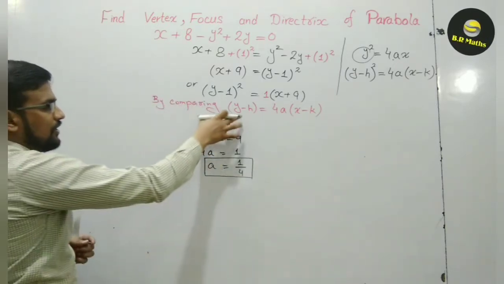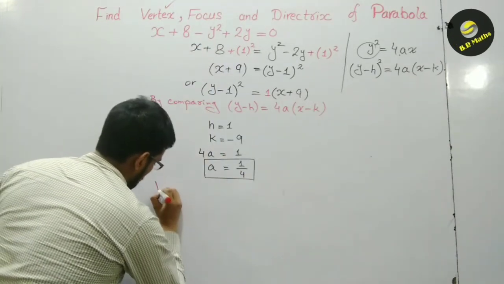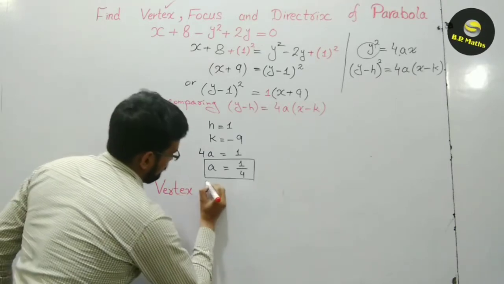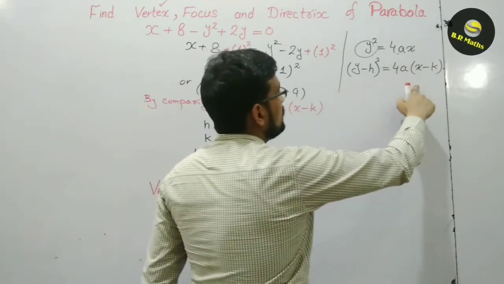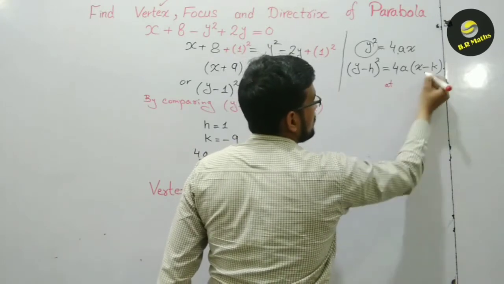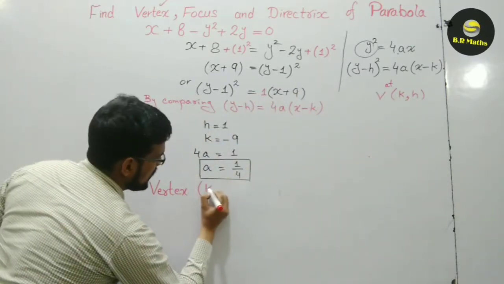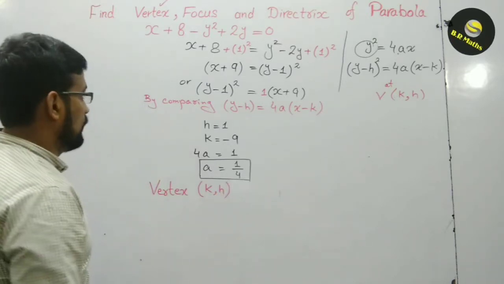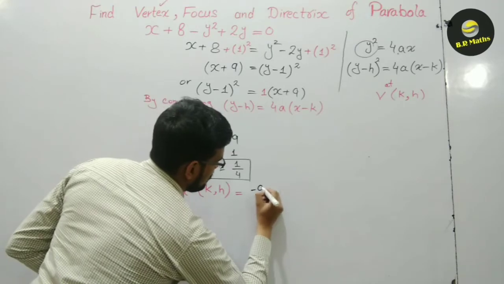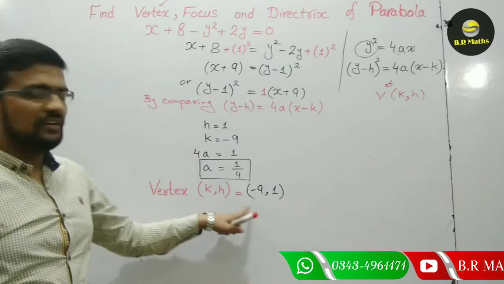According to this information, remember the vertex. In this equation, along x it is k and along y it is h. It means at (k, h) is the vertex. So according to this, the value of k is -9 and h is equal to 1. This one is the vertex.